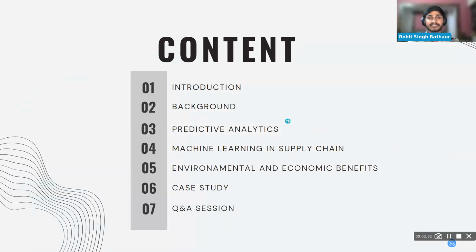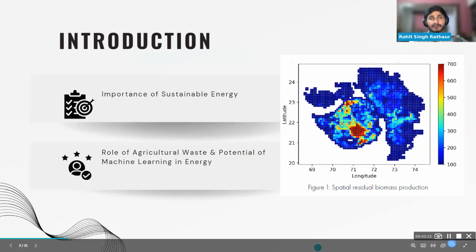In this particular session, we will have some introduction and background about the problem, and then we will talk about predictive analytics, and then how we can use machine learning in the supply chain, and then what will be the environmental benefits and the economic benefits of this, and then we will do a small case study around this problem, and then finally we will have our Q&A session.